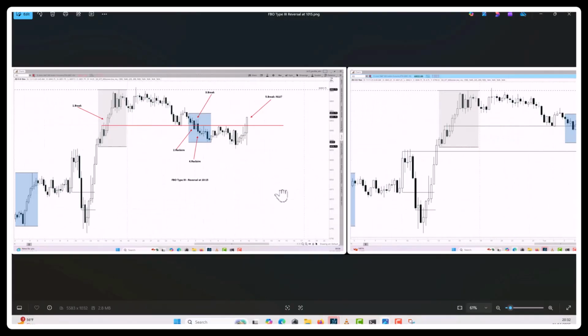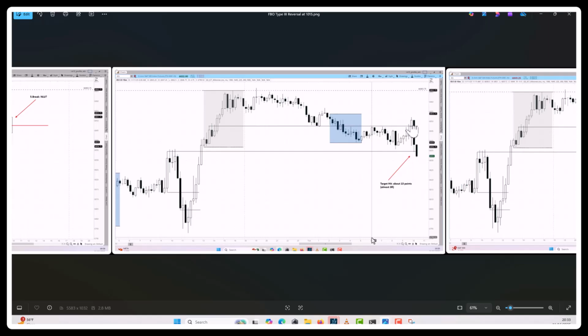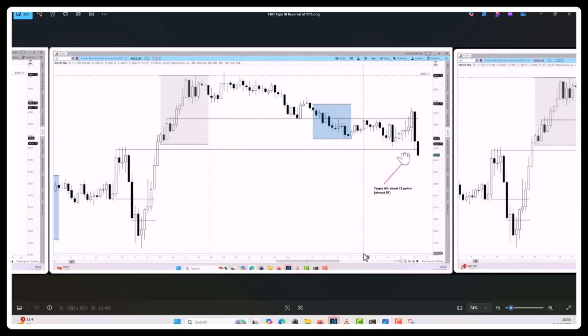Alright, so we make the modifier right there. You see the setup forming, then you put the short entry right here. If you come back to the level, then yes, exactly, it carries you into the trade. But for some reason, this reversal did not completely turn into a reversal. It just became a retracement.